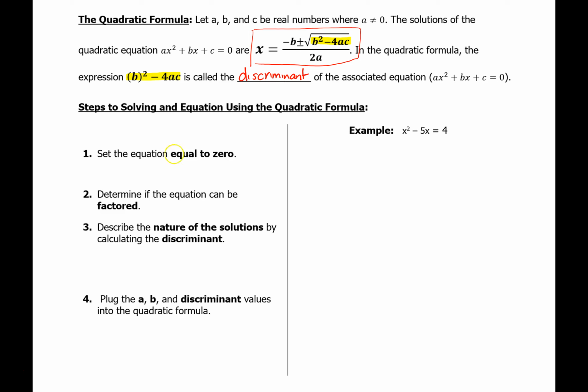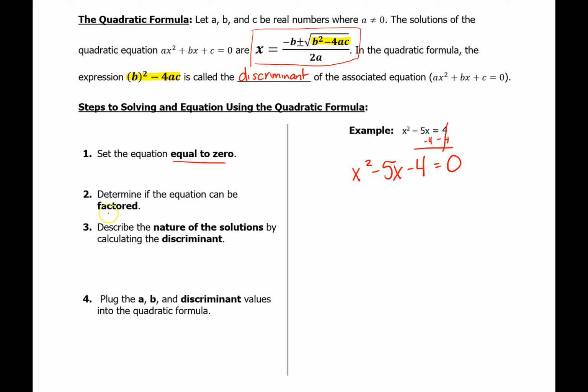The first thing you're doing, because we're trying to find the x-intercepts, is set the equation equal to 0, which means I need to subtract 4 on both sides. That gives me x squared minus 5x minus 4 is equal to 0. So now I'm ready to solve this quadratic equation.